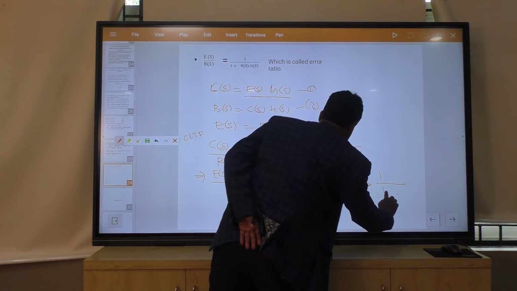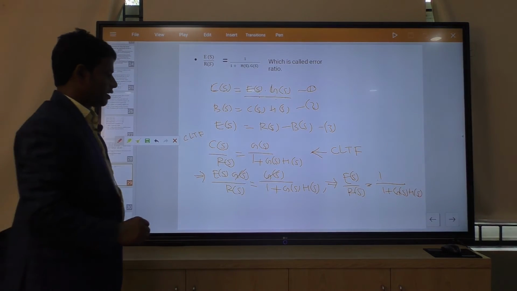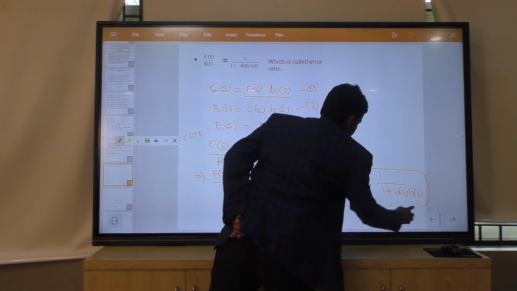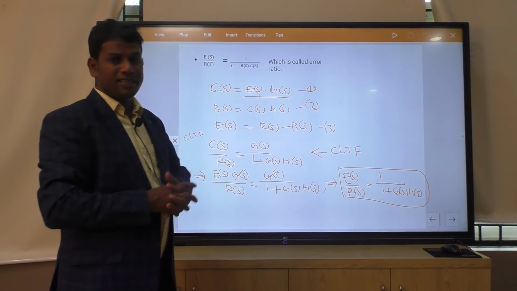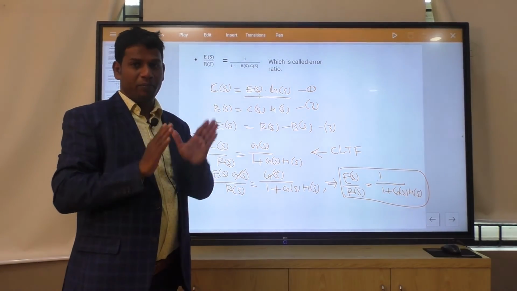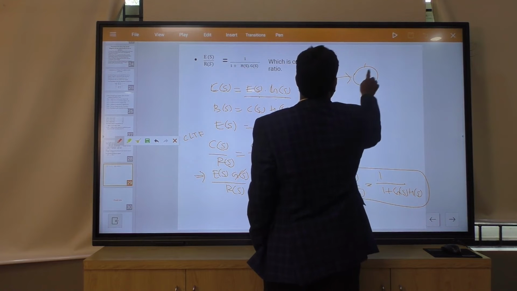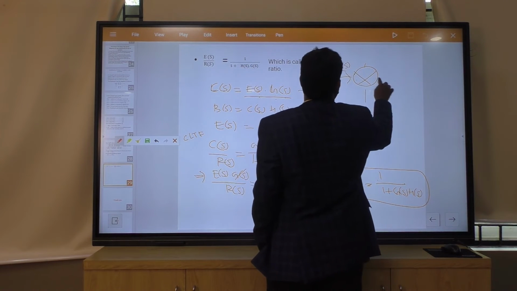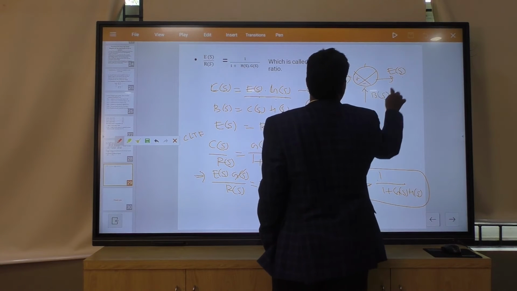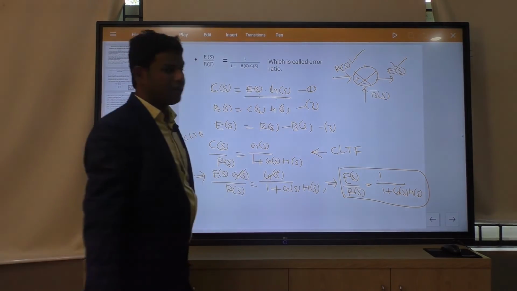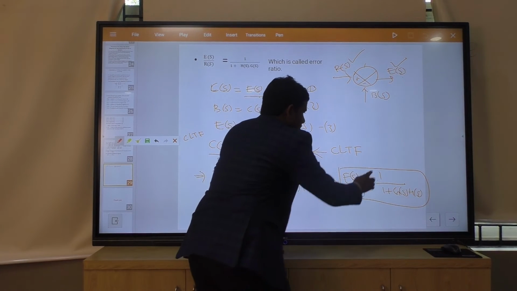ES by RS is equal to 1 by GS into HS. So this is called the error ratio. This part is called ES by RS. In the block diagram you can see ES was the error signal, RS was the input signal, and at the summing point this was RS, this was ES, plus minus, and this was BS. So ES by RS, error signal by input signal, is called the error ratio, which was 1 by 1 plus GSHS.